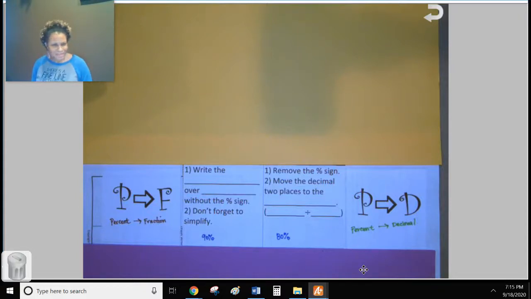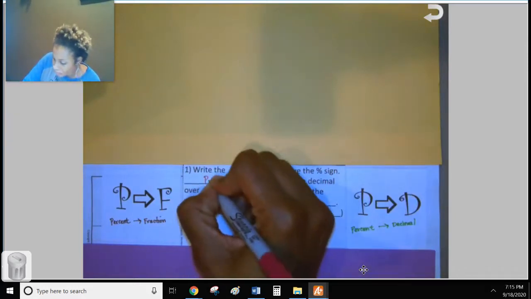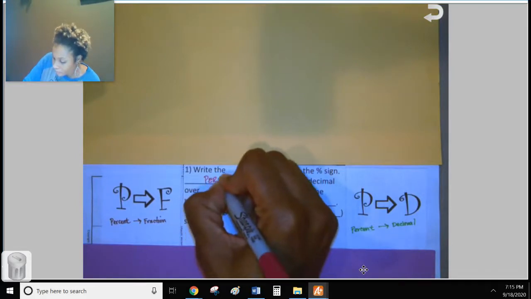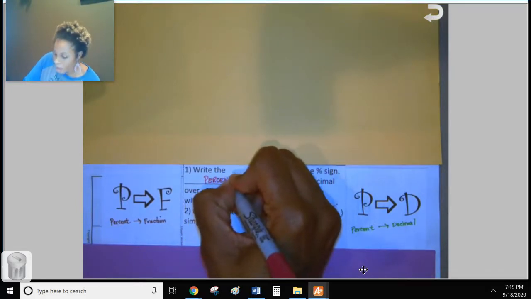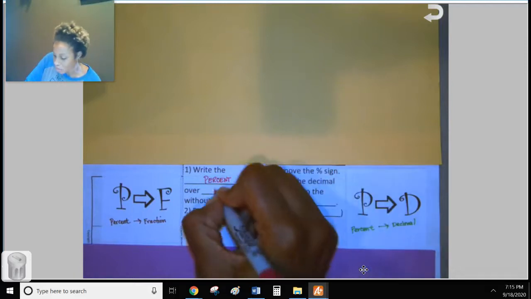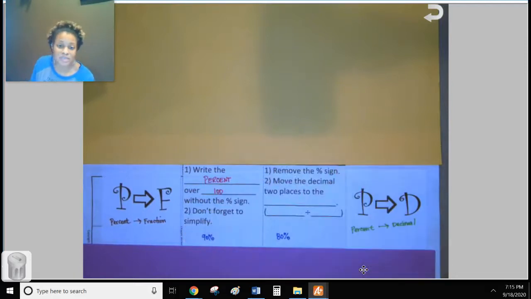Today, last but certainly not least, we're going to be learning how to convert percent to fraction and percent to decimal. So let's jump right in. How do I change a percent to a fraction? You write the percent over 100 without the percent sign.